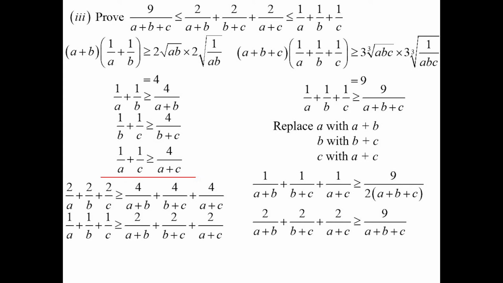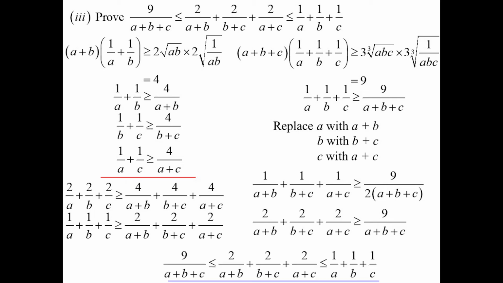Multiply both sides by 2. We now have that middle bit that we want. So therefore, we have trapped it in between. Are we having fun yet or what? Okay.